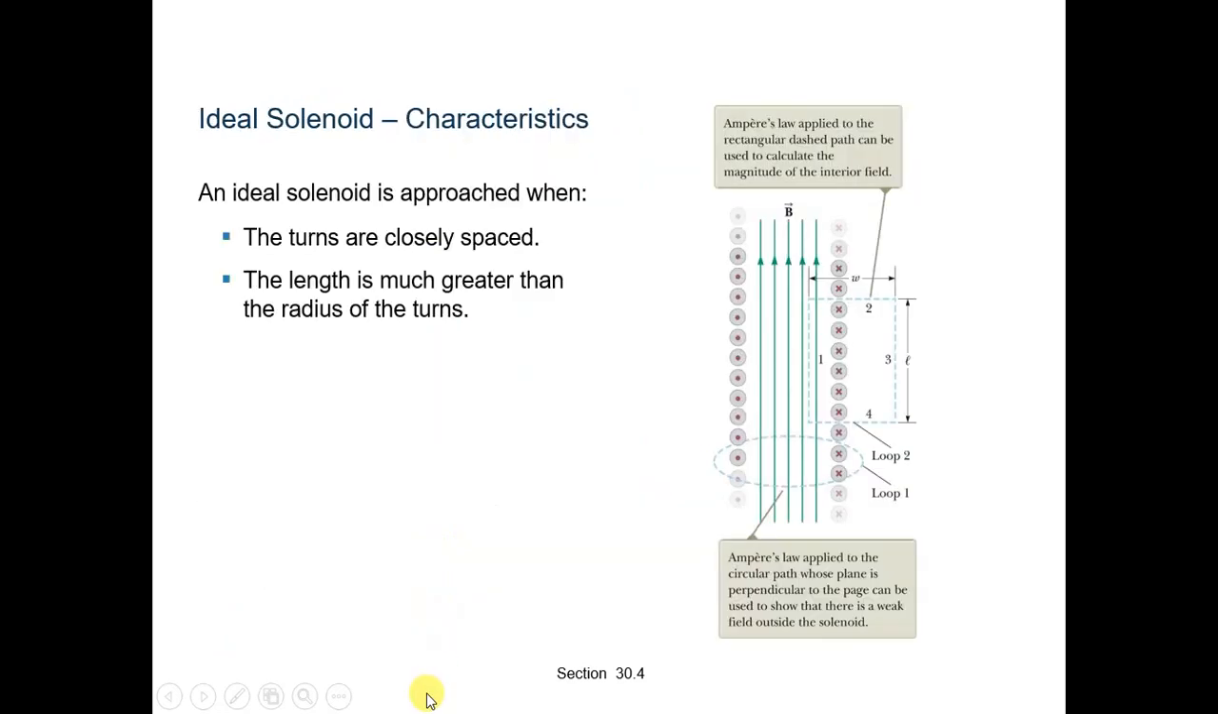Now the ideal solenoid characteristics. An ideal solenoid is approached when the turns are closely spaced and the length is much greater than the radius of the turns. Ampere's law applied to a circular path whose plane is perpendicular to the page can be used. There is a weak field outside the solenoid.